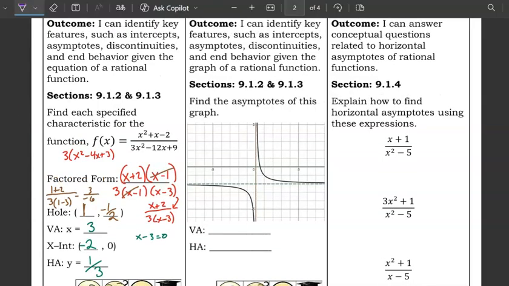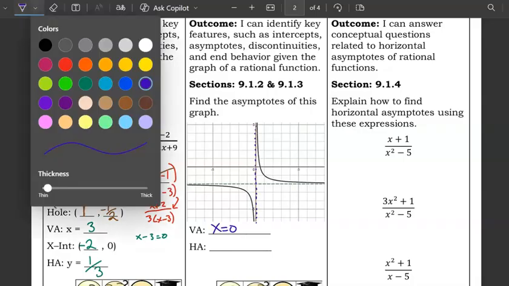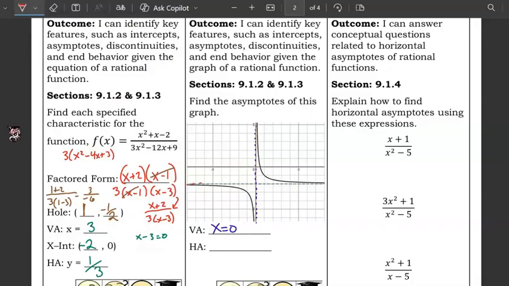Outcome: I could identify key features such as intercepts, asymptotes, discontinuities, and end behavior given the graph of a rational function. Find the asymptotes of this graph. It looks like we have a vertical asymptote right here at x equals 0. And then we have a horizontal asymptote on this horizontal line at y equals -2.